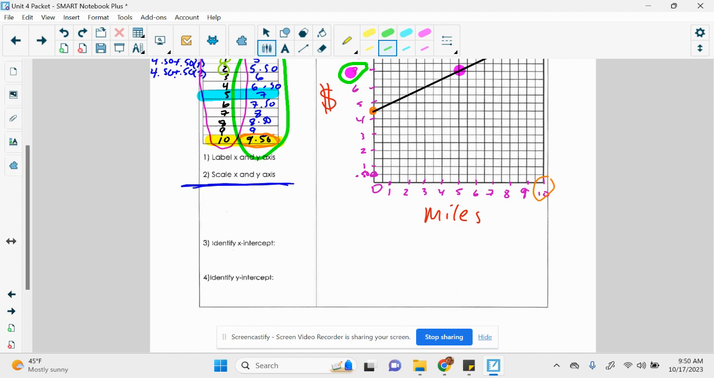Identify the x-intercept and y-intercept. So ready? What's our x-intercept? Now you're looking at the x-axis down here. Do you see an x-intercept? Does our line touch it? Nope. So we say none. Our y-intercept, though, is on the y-axis, and there is one, and this is 0, 4.5 or 450.